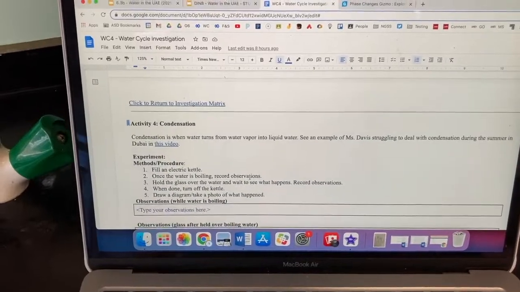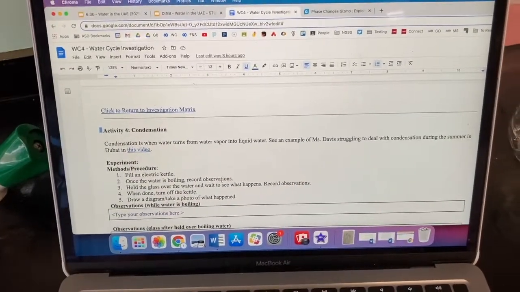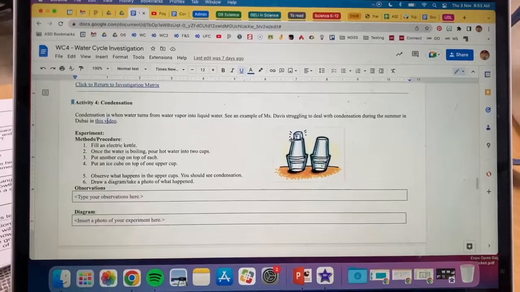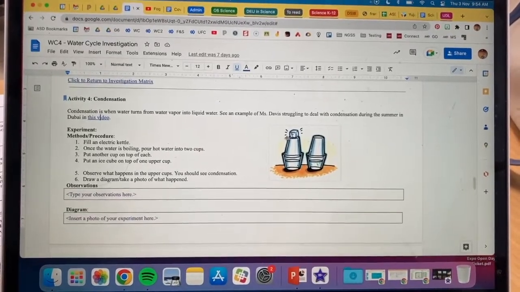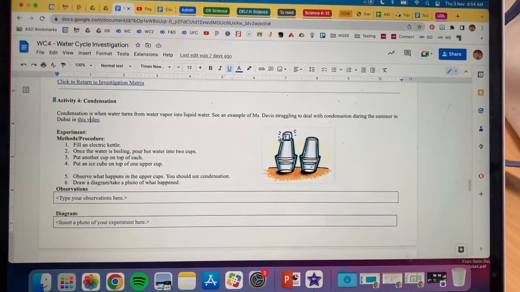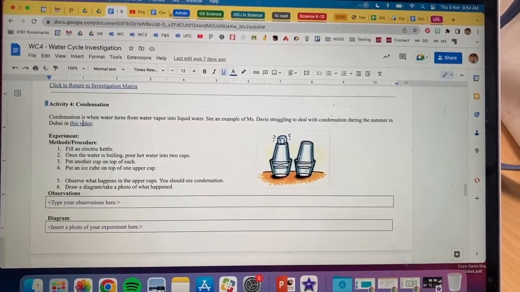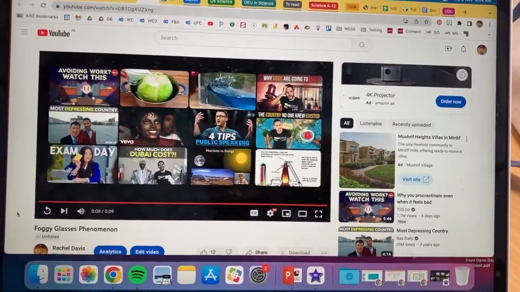Okay, now on to investigation 4. All right, so now we're working on condensation. And as you can see in the description, condensation is when water turns from water vapor, a gas, into liquid water. So you can see an example here.